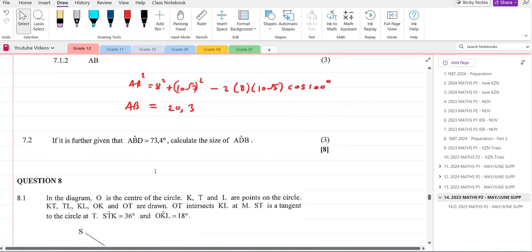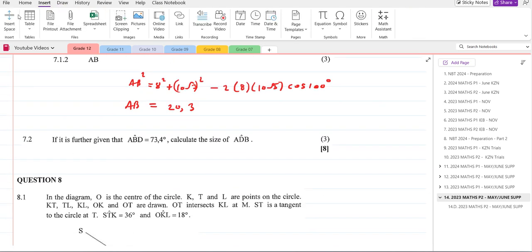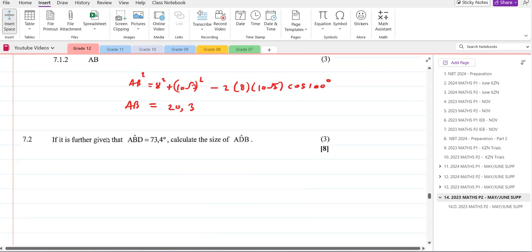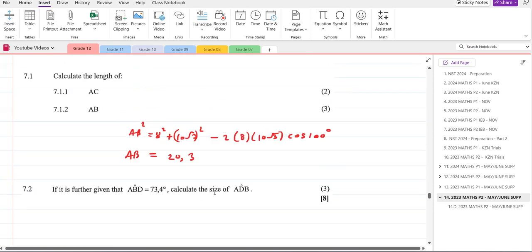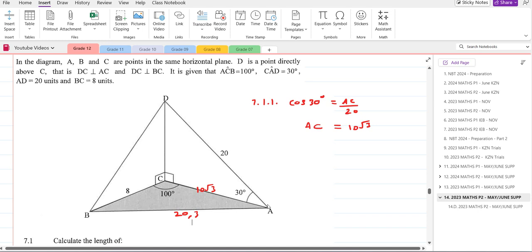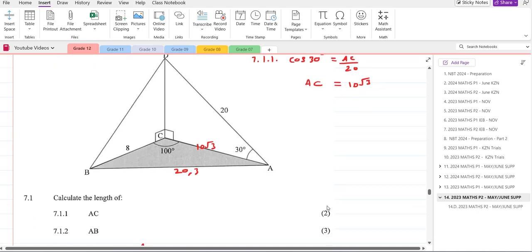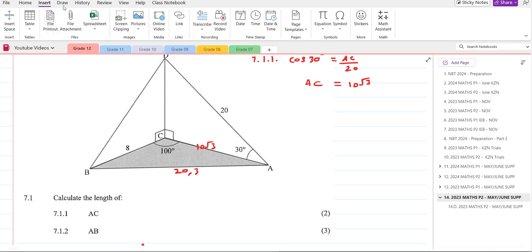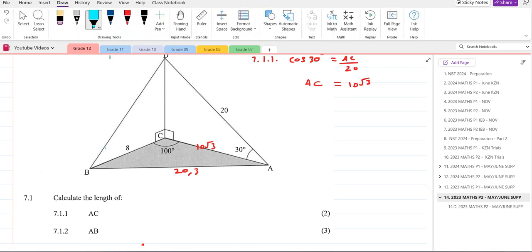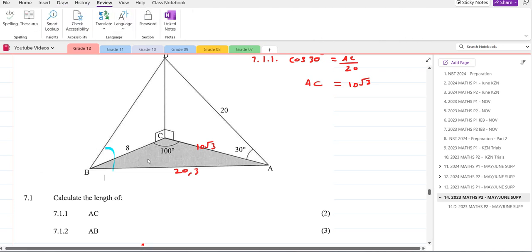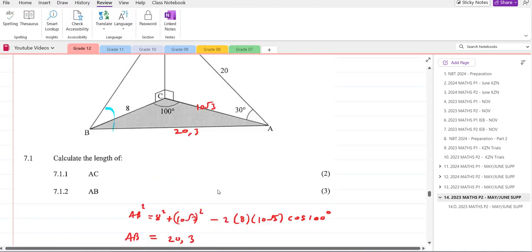Next one. If it is further given that ABD is equal to 73.4, ABD. So we're looking at this entire front face here, ABD. This entire angle there is 73.4.